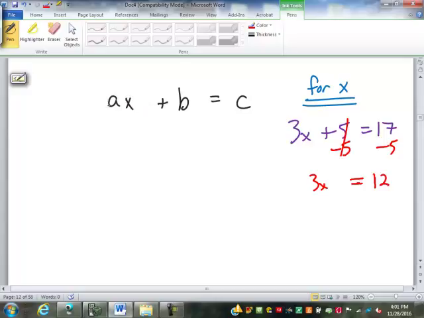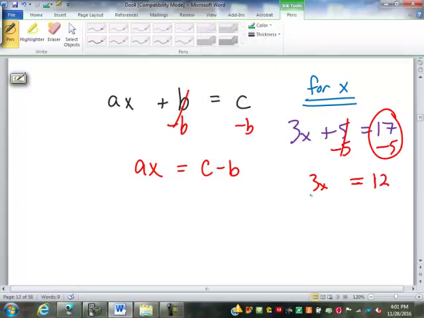X has been multiplied by a, and then b has been added to it. So I will subtract b. It's gone, leaves me with ax. The difference is over here I could combine the numbers. Here c minus b is just going to have to stay c minus b. I can't combine those.